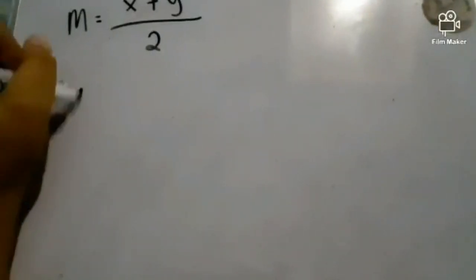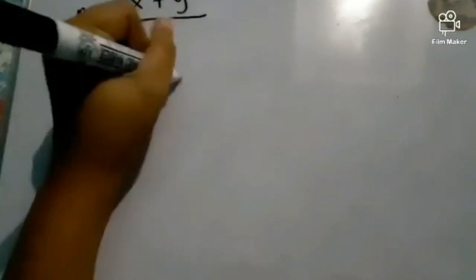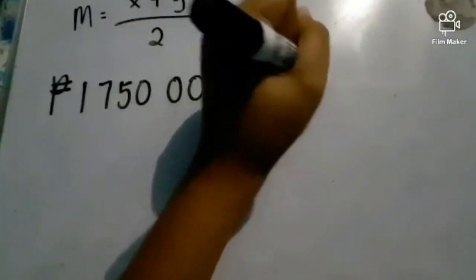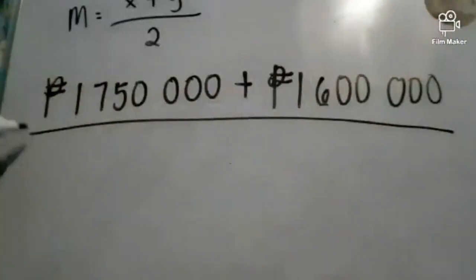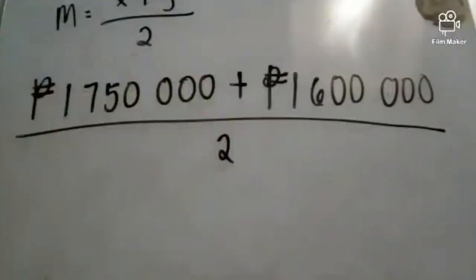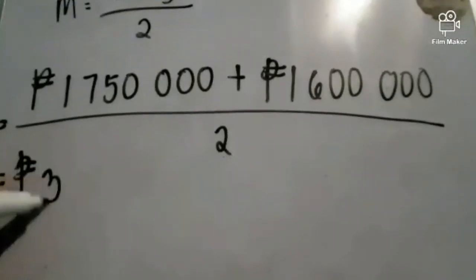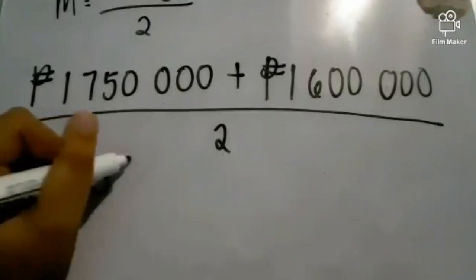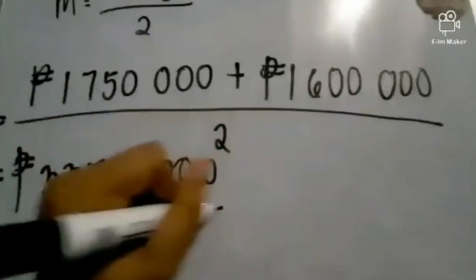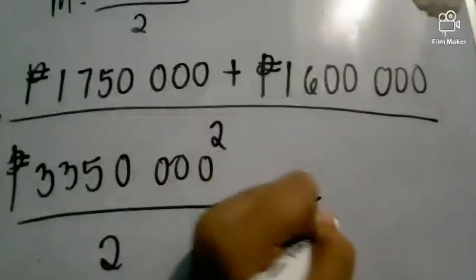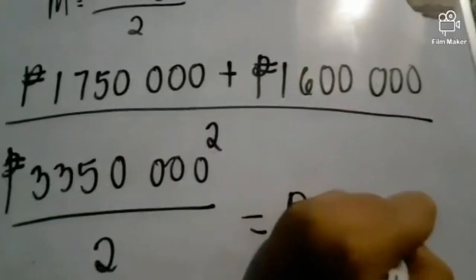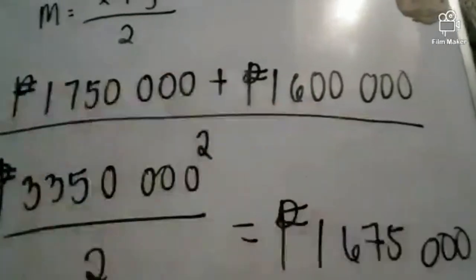The formula for midpoint is x plus y over 2, which is 1,750,000 pesos plus 1,600,000 over 2. Is equal to 3,350,000 pesos over 2 equals 1,675,000 pesos.